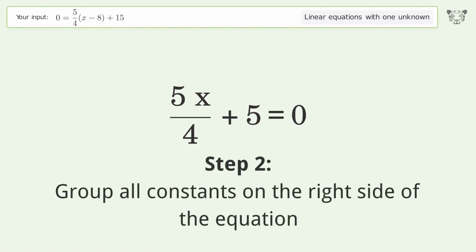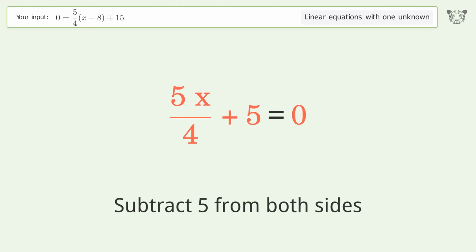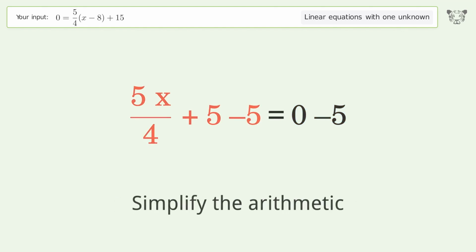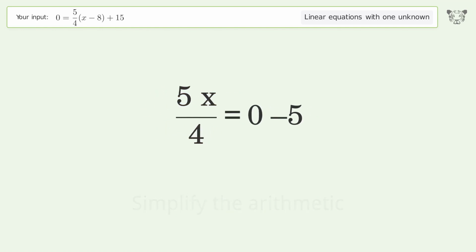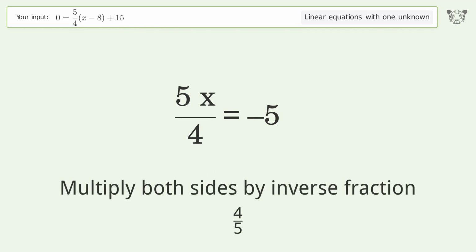Group all constants on the right side of the equation. Subtract 5 from both sides. Simplify the arithmetic. Isolate the x. Multiply both sides by inverse fraction 4/5.